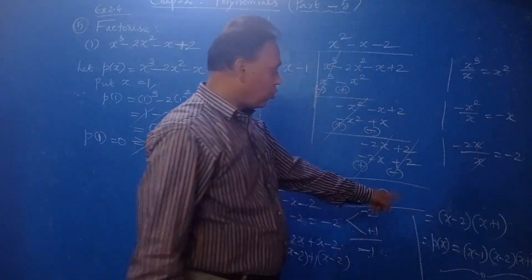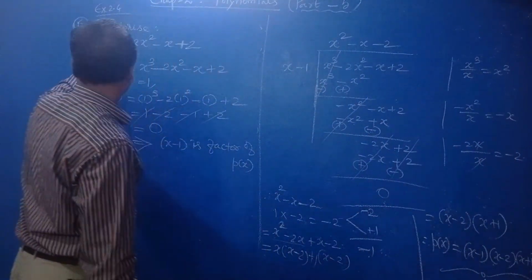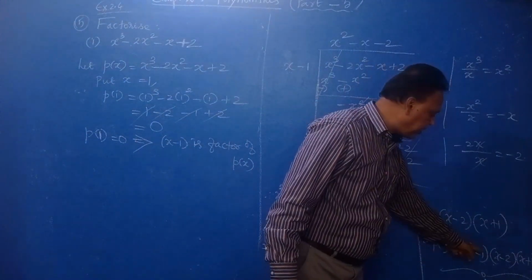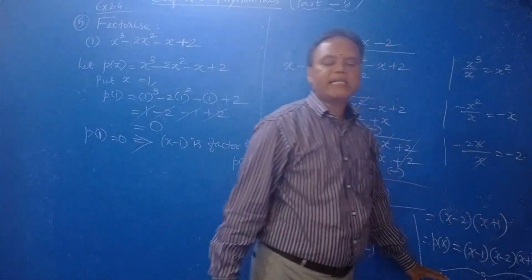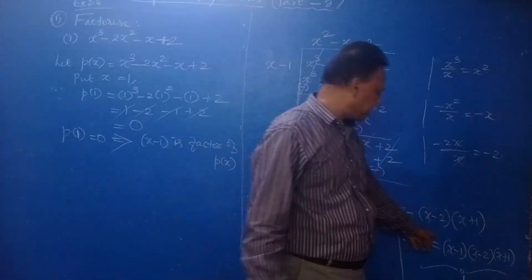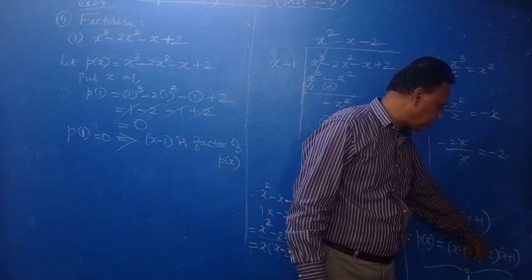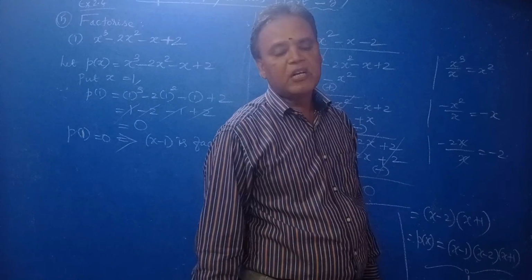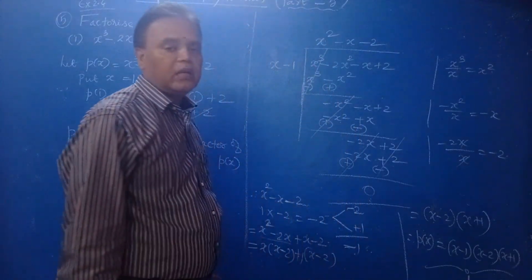Okay. So what is p of x? This cubic polynomial is resolved into three factors. That is called factorize. Clear? The cubic polynomial factorize means you will get three factors: x minus 1 into x minus 2 into x plus 1. This is the answer. Clear? So like this you have to do the steps.